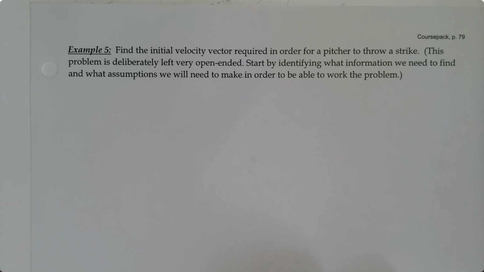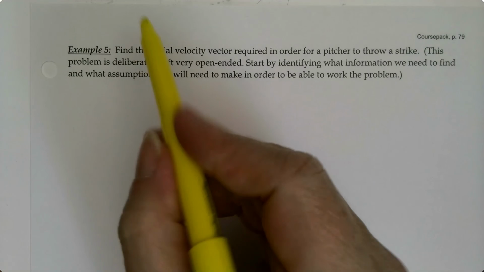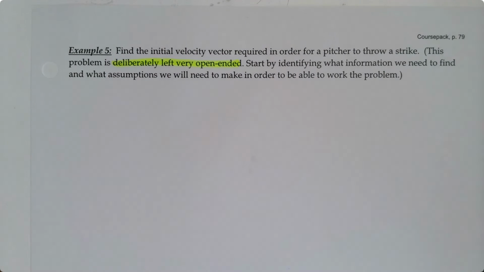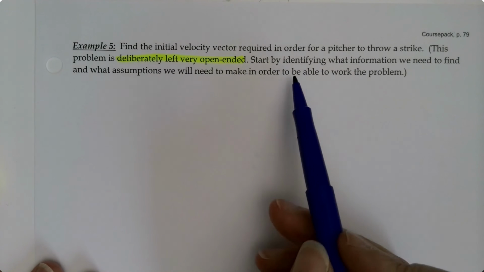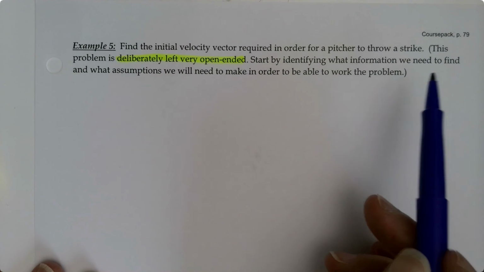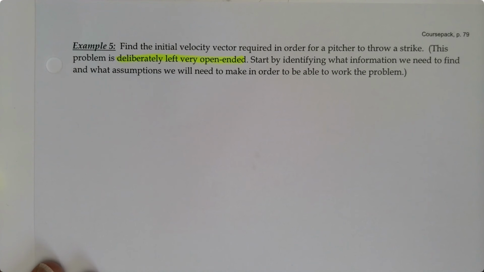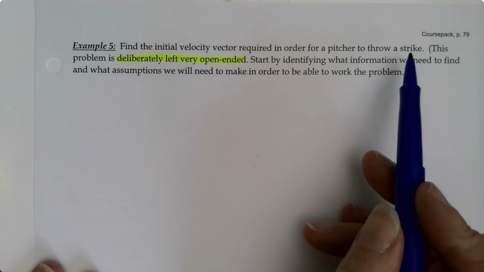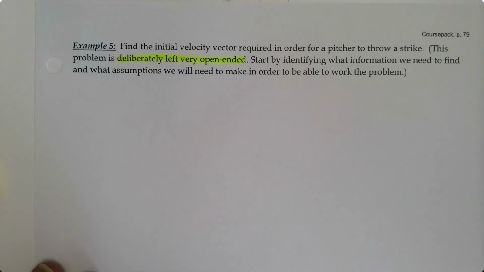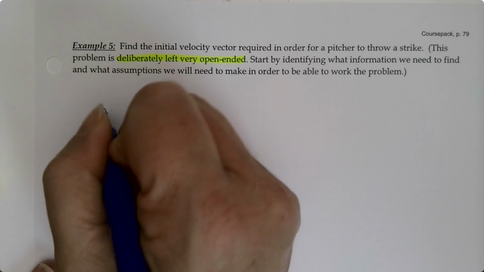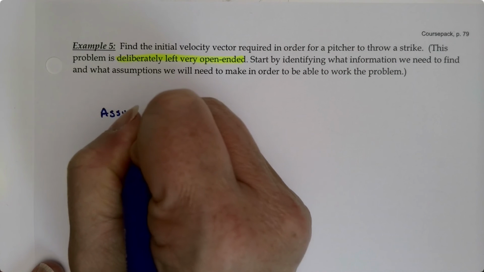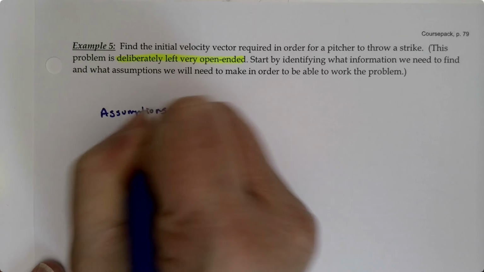Okay, so let's expand this. This problem is deliberately left very open-ended because it'll be your job as your assignment to show all the things you assumed. So you have to start by identifying information you need and what assumptions you're going to need to make for this problem. So first of all, pitcher and strike could be, so these will be the assumptions that you need to figure out. And then you're going to have to find facts.